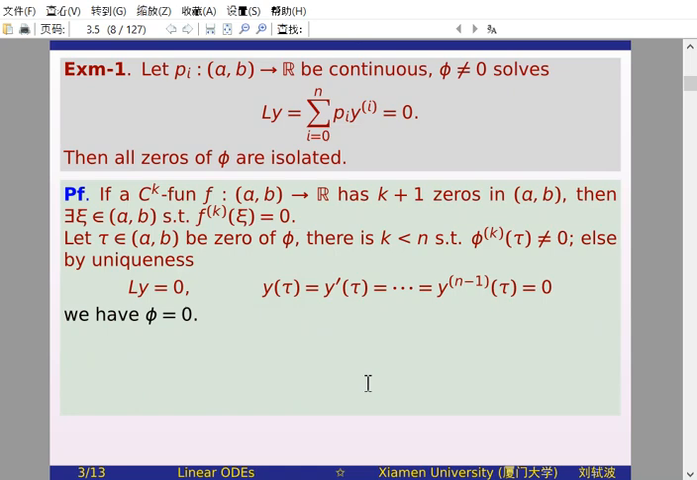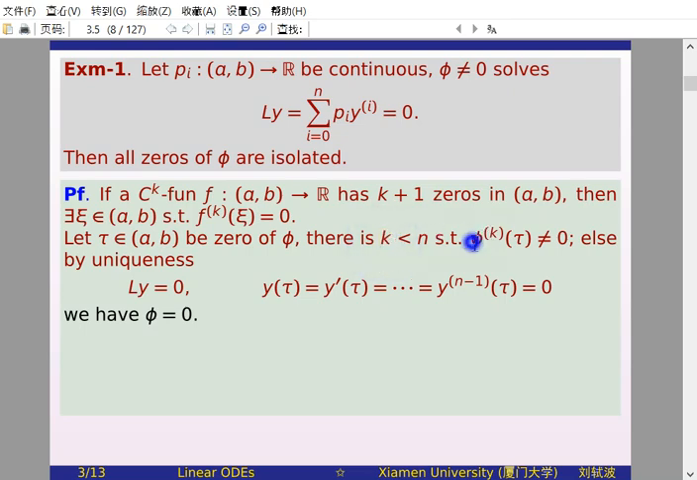For the case n equal to 2, this k is 1. So phi prime tau is not 0 means that phi prime tau is positive or negative. Then phi itself is strictly increasing or strictly decreasing. Therefore, tau will be the only zero of phi in a small neighborhood. The second order case is very easy, because when n is 2, this k can only be 1.